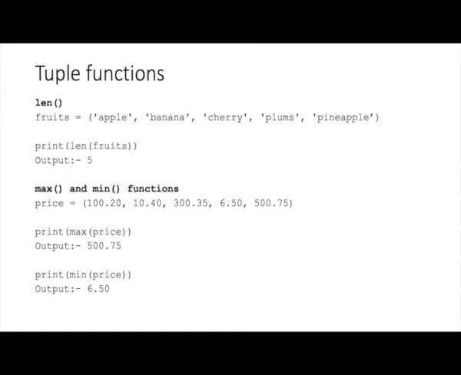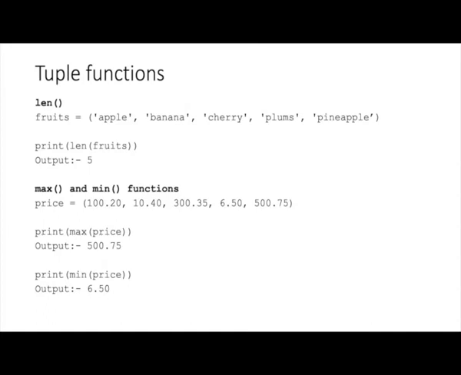So, I create a new tuple. This time I create a new tuple called price and I put 5 values in it. The first element is 100.2, the second is 10.4, the third is 300.35, then 6.5, then 500.75. So, I have put some floating point values into the price tuple.